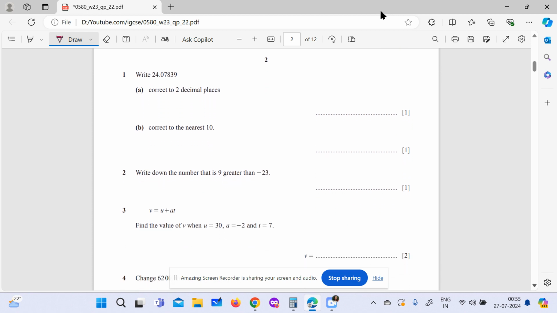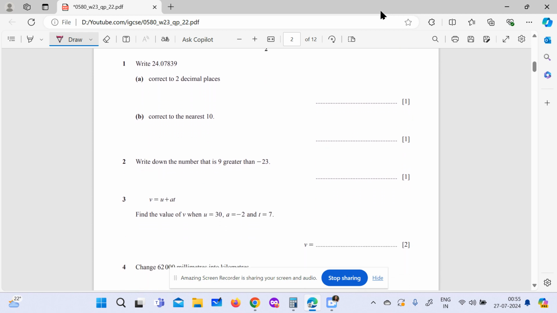Now, the first question is write 24.07839 correct to two decimal places. This is one of the easier ones. 24.07839. So we mark the second decimal place. This is our second decimal place and look at the neighboring number. This is 8, which is larger than 5, so 7 will be rounded up and hence you will get 24.08.